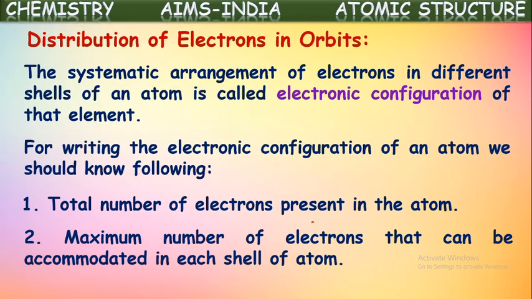Next we have to know the maximum number of electrons that can be accommodated in each shell of the atom. We say there are so many shells in an atom. The number of shells in an atom is infinity, even though it has 1 electron or 100 electrons. So how are these electrons accommodated in each shell? What is the maximum capacity of each shell? If you know these two, the total number of electrons present and the maximum number of electrons that can be accommodated in each shell, we can try to write the electronic configuration of elements or understand the arrangement of electrons.